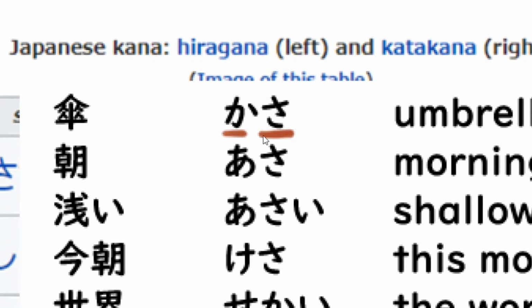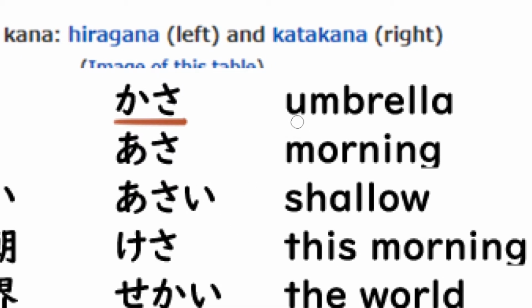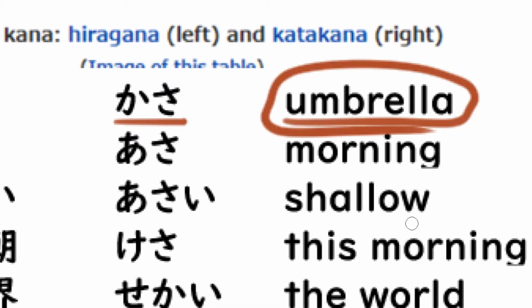So we have ka, sa. Put that together, kasa, which means umbrella. Because we like to say in Japan, mi kasa es su kasa. So if you're in need of an umbrella, go ahead and use my umbrella. I guess that's what you could say.